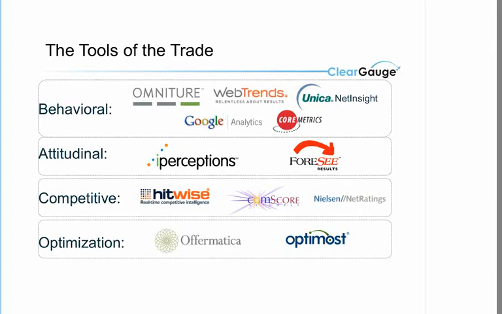And if you want to begin to look at particular landing pages or forms and optimize them, you're going to want to use tools like Offermatica, which is now owned by Omniture, and Optimost. As there are others in the marketplace, these are tools that are going to help you get a different set of data than you're going to get purely from your behavioral web analytics tool.